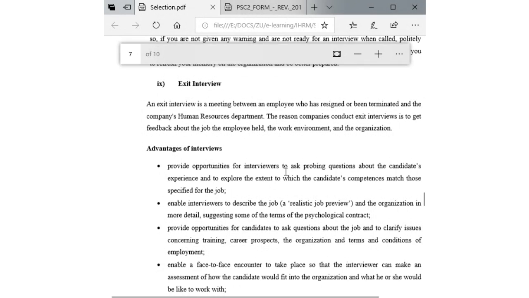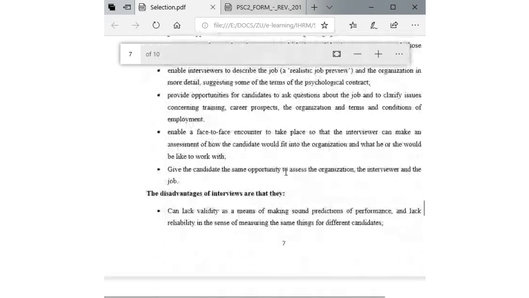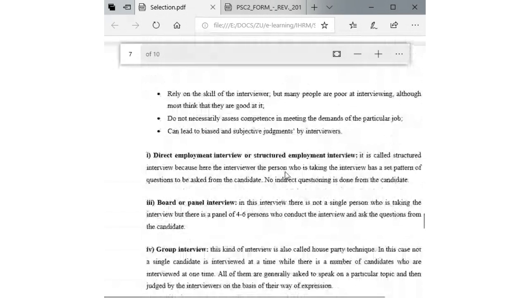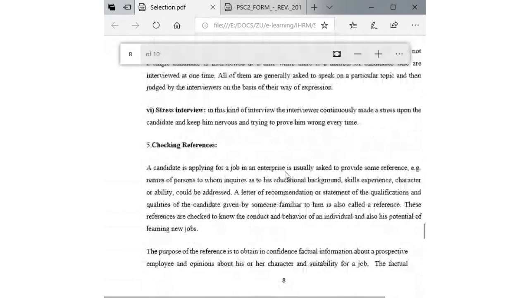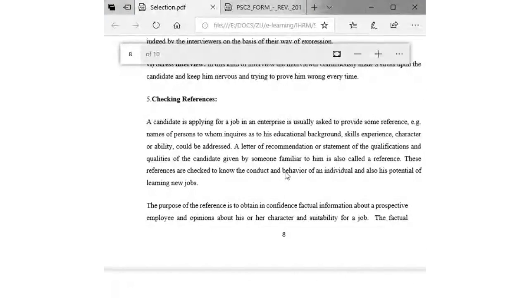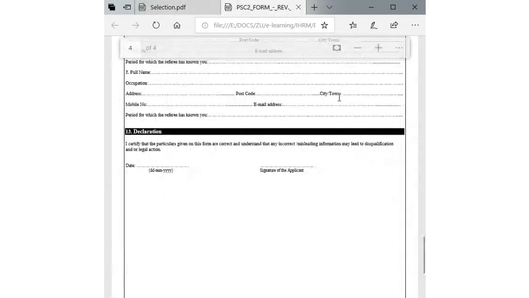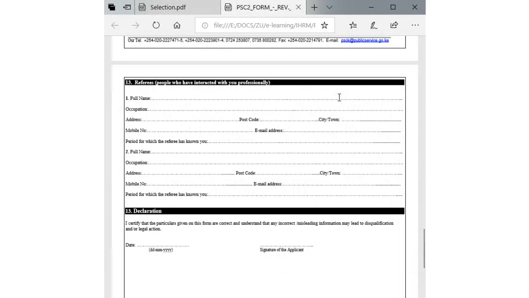I believe we are all together as I move on from that part to checking references. I've mentioned references when you're looking at the form, the Public Service Commission form. So I hope that it was clear. Remember we were looking at the references. If you can see that, the referees, that's what we mean. It helps us to get information about the candidate.